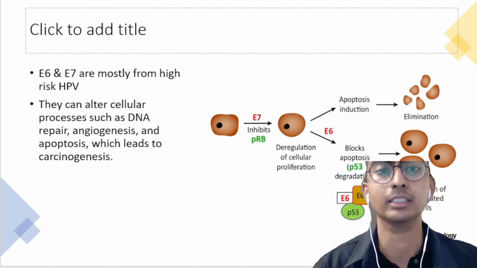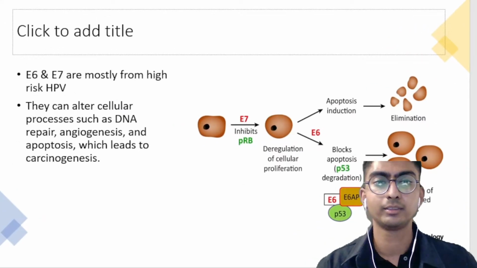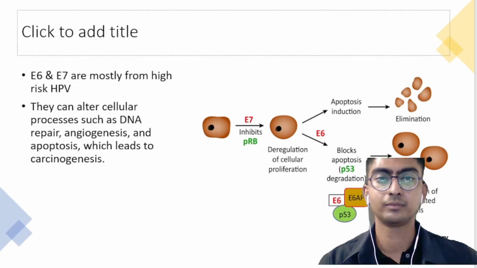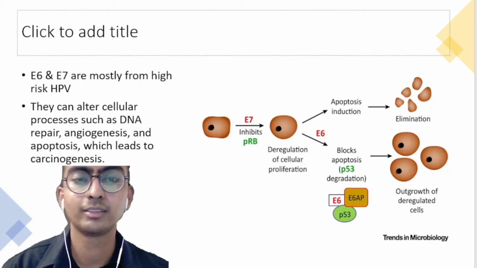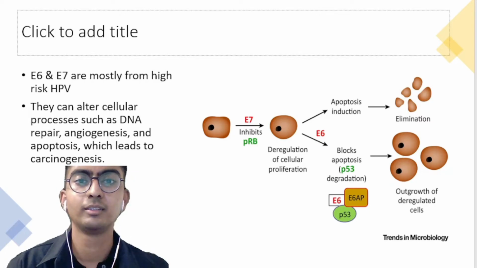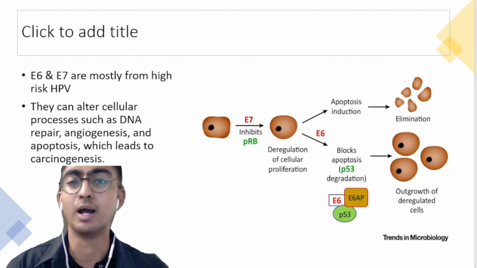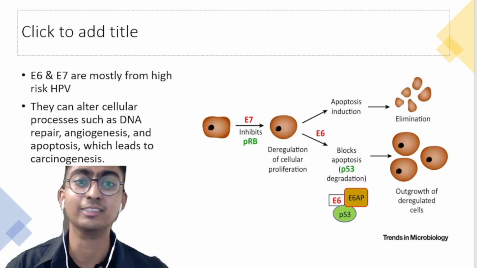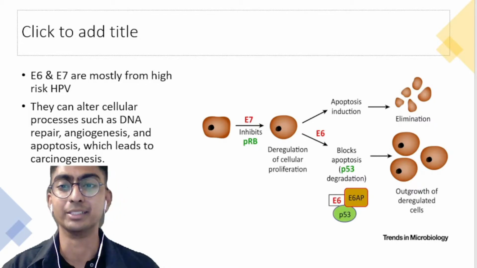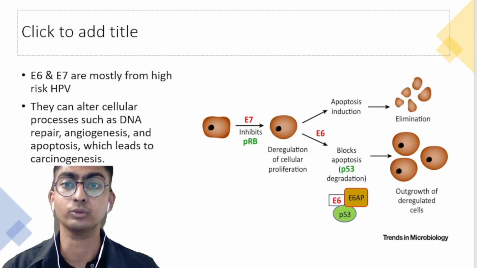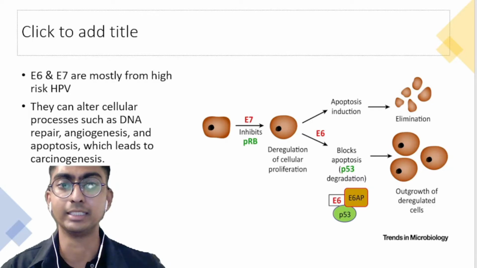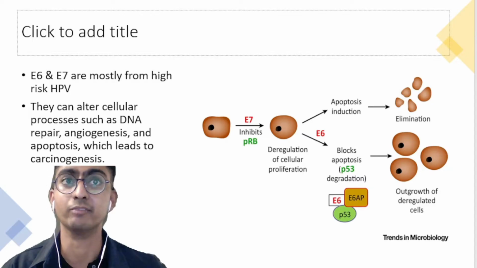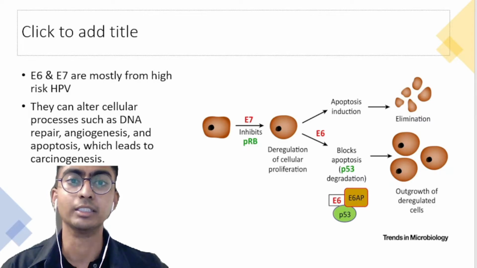In this image here, you can see the pathway of how E7 and E6 lead to the formation of cancer cells, how your cells turn into tumors. So E7 inhibits PRB specifically, and E6 inhibits P53. They are very specific. So as we mentioned before, PRB is involved in apoptosis.